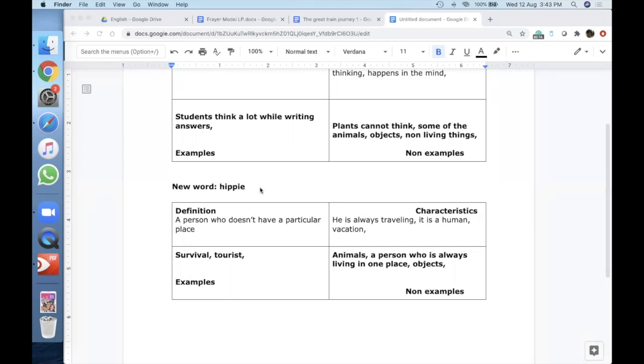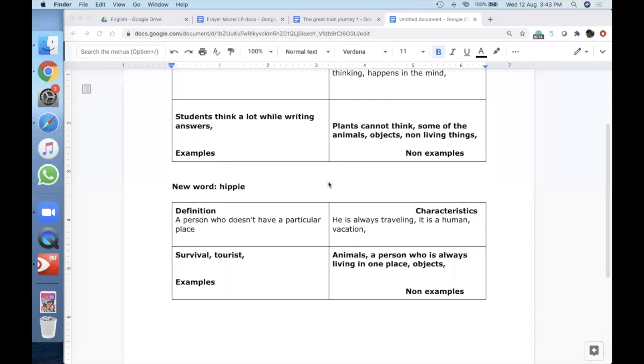So that is how you can use a Freyer's model even to learn something new, which is not a word. You can also use Freyer's model to learn new concepts. It is not only used for learning new words, we can use it to learn any new things. Okay. So that is how we are going to use the Freyer's model.